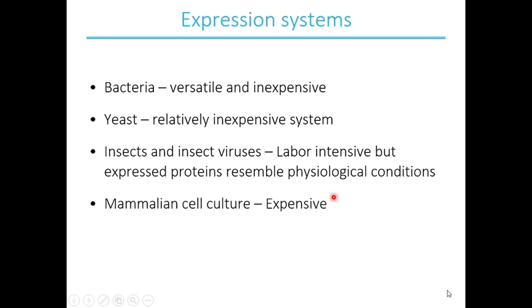Mammalian cell culture is another technique that is used, but it is seldom used to express and purify proteins. Mammalian cell culture is often used to validate a specific protein and its binding partners. One of the reasons is because this technique is relatively expensive.